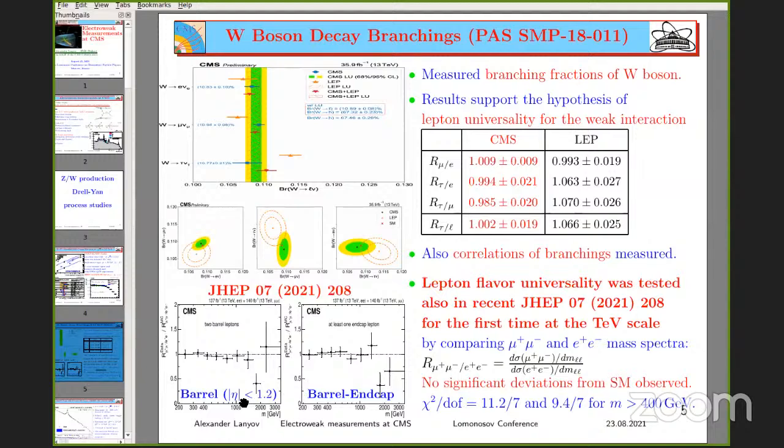Barrel is defined as pseudorapidity less than 1.2, and you can see that the standard model prediction of unity is well reproduced for the first bins, and maybe not completely for the last two bins. But here there is a large statistical error, so our conclusion is that no significant deviation from the standard model is observed. So of course it is interesting how it would change with Run 3, and these results were done for the full Run 2 data.